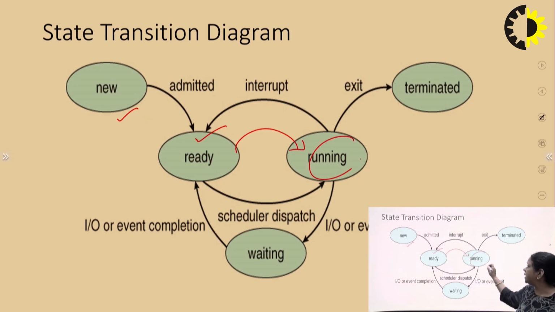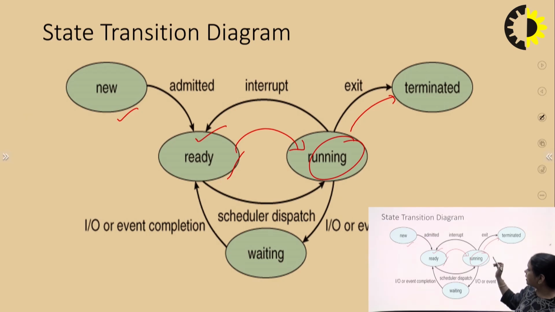Running state means when the CPU is allocated to the process. In the ready state, it has all the resources, but the CPU is not allocated to the process. But when it is in the running state, the process will be allocated to the CPU. And the last one is the terminated. So this is the next state.